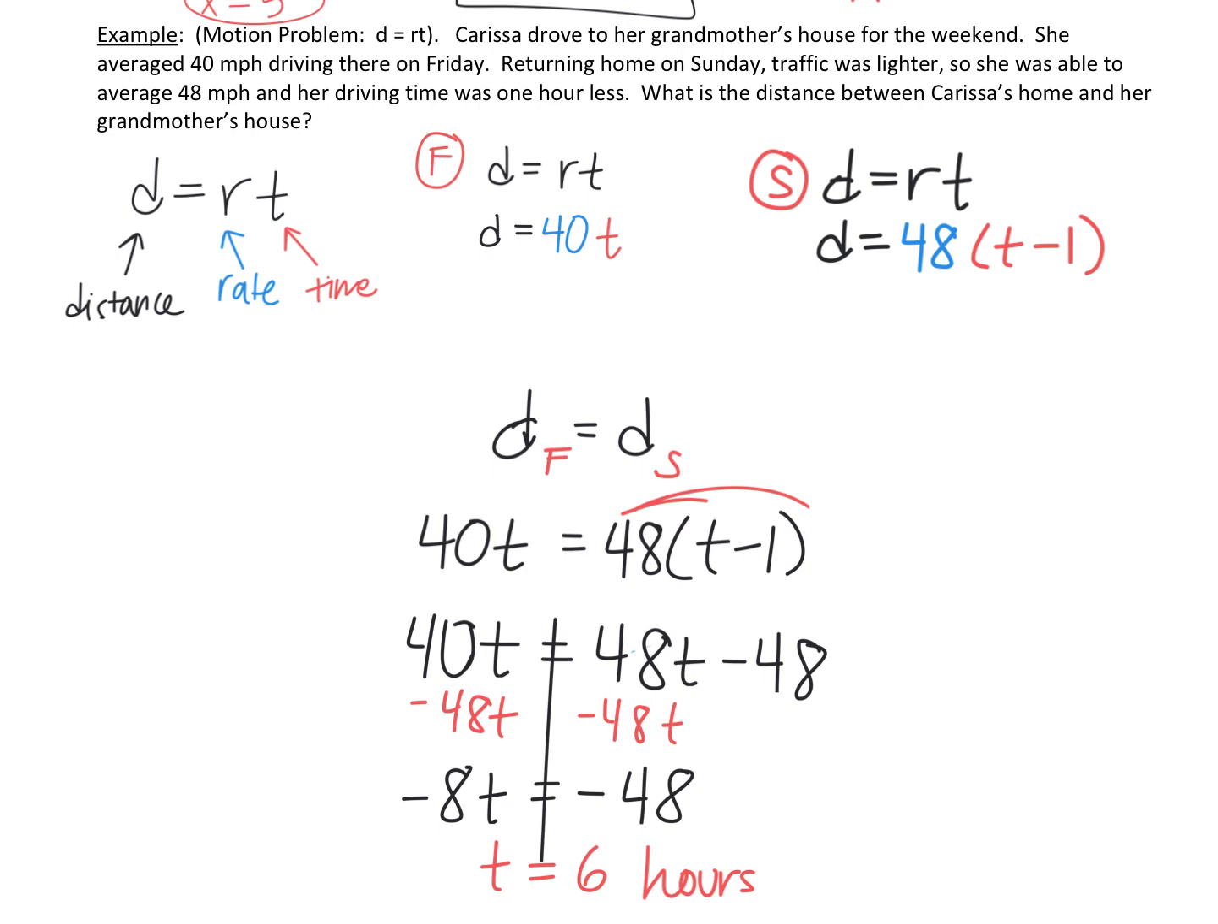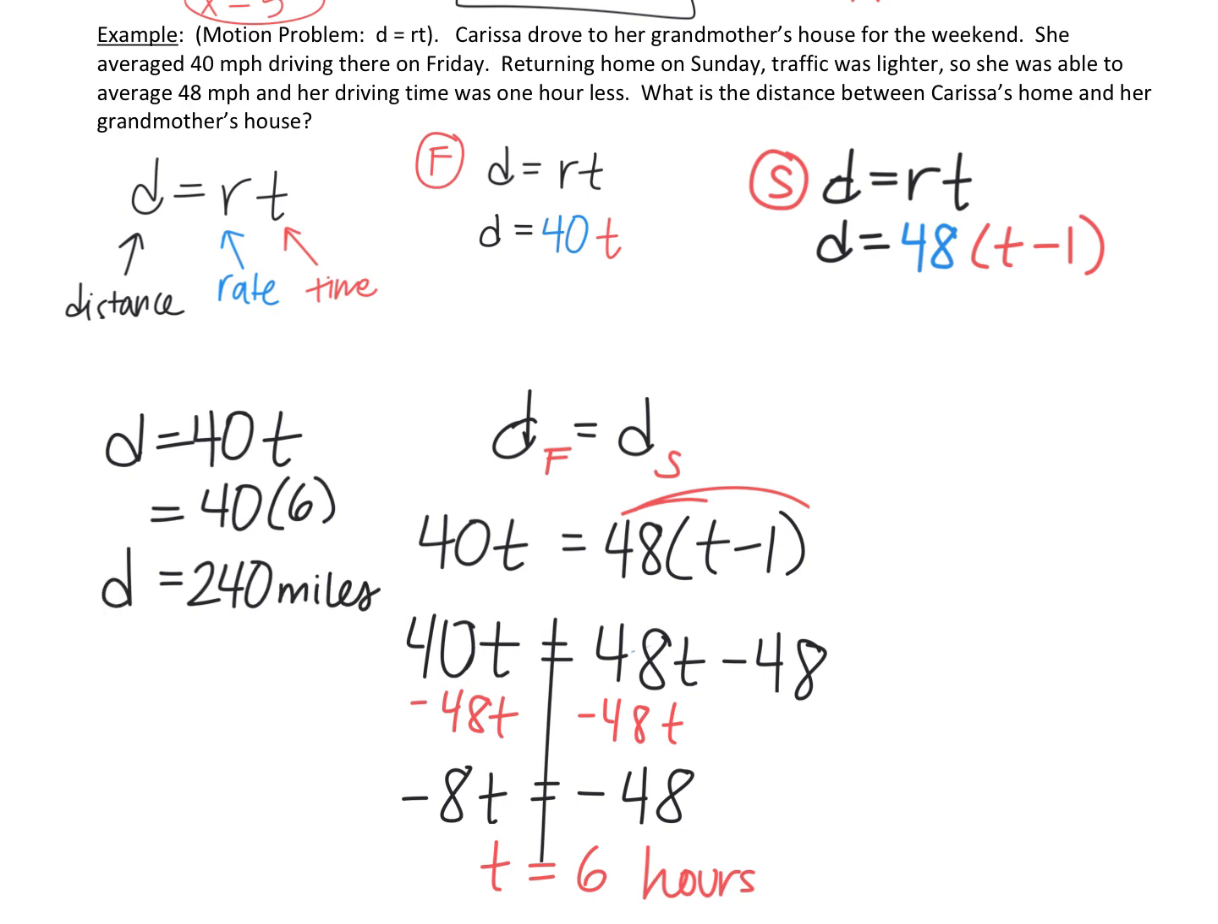So I'm going to take 40t and plug in 6. So the distance is 40 times 6. Oh man, you can do this without a calculator. If you need a calculator, it's fine. 6 times 4 is 24. Add a 0. 240 miles. Now you've answered the question.